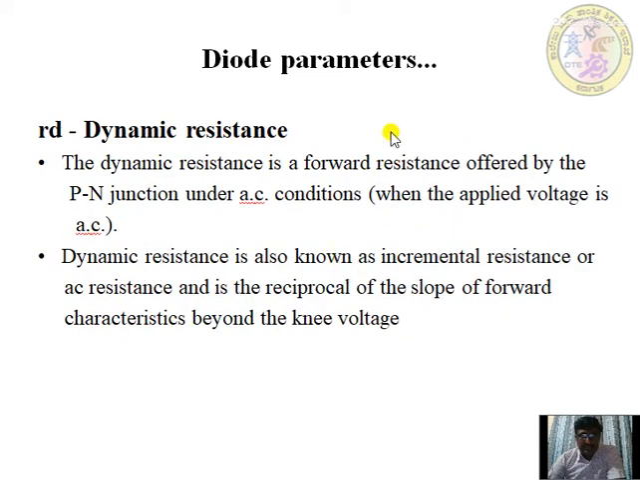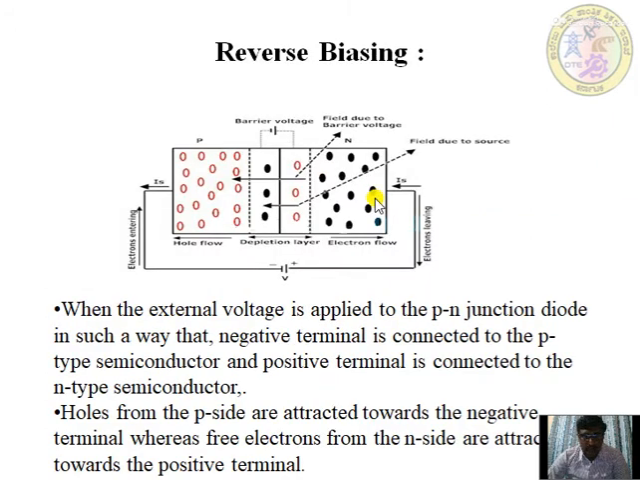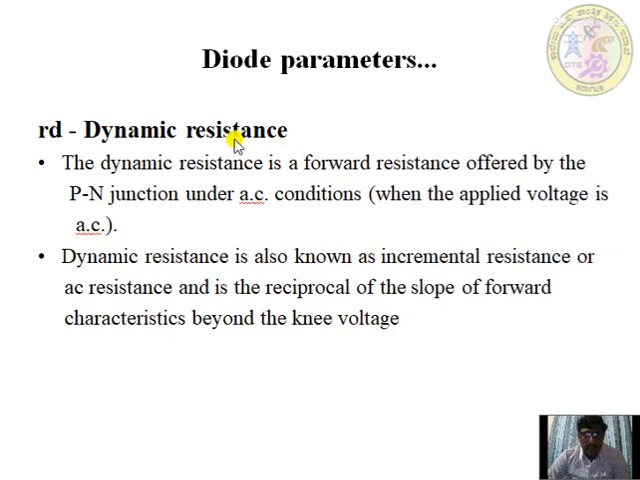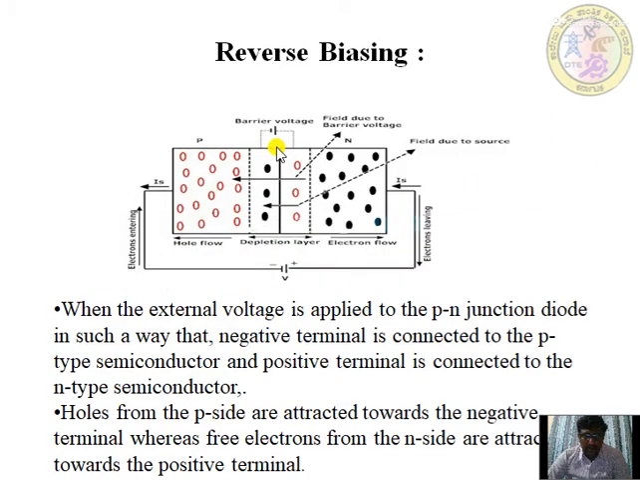Next, RD, that is the dynamic resistance. The dynamic resistance is the forward resistance offered by the PN junction under AC condition, that is, alternating current conditions. Dynamic resistance is also known as the incremental resistance or AC resistance, and it is the reciprocal of the slope of the forward characteristics beyond the knee voltage. Okay, so this is for the forward biasing.